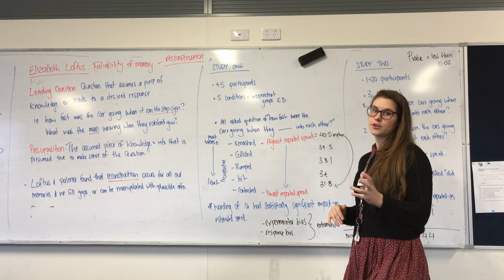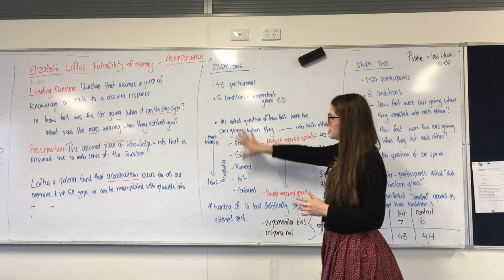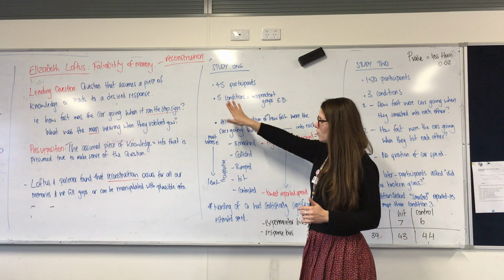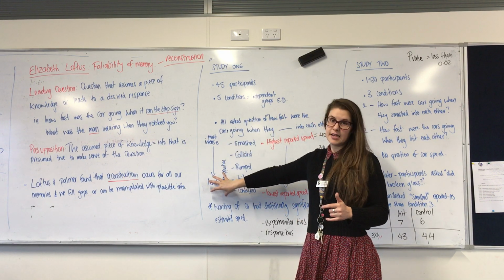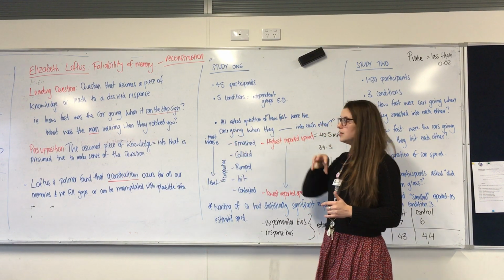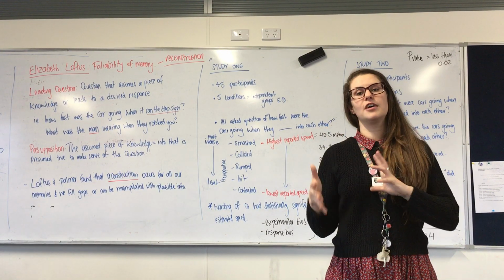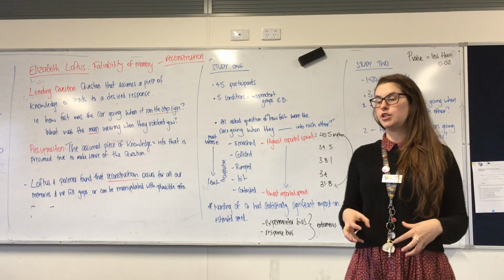And each condition had a different question. So the words then, or the presuppositions that were included in this question, were ranked from most intense to least intense. Okay? So the most intense word they used was smashed. So in condition 1, the participants were asked how fast were the cars going when they smashed into each other.